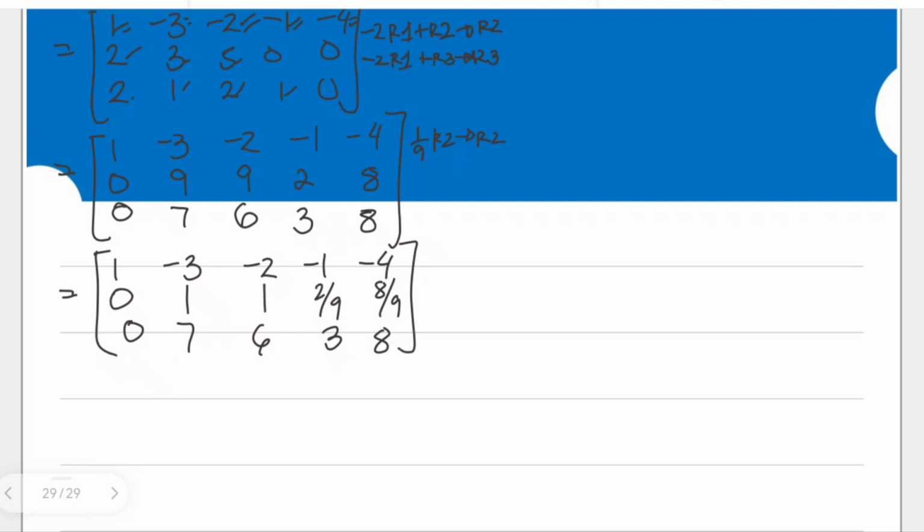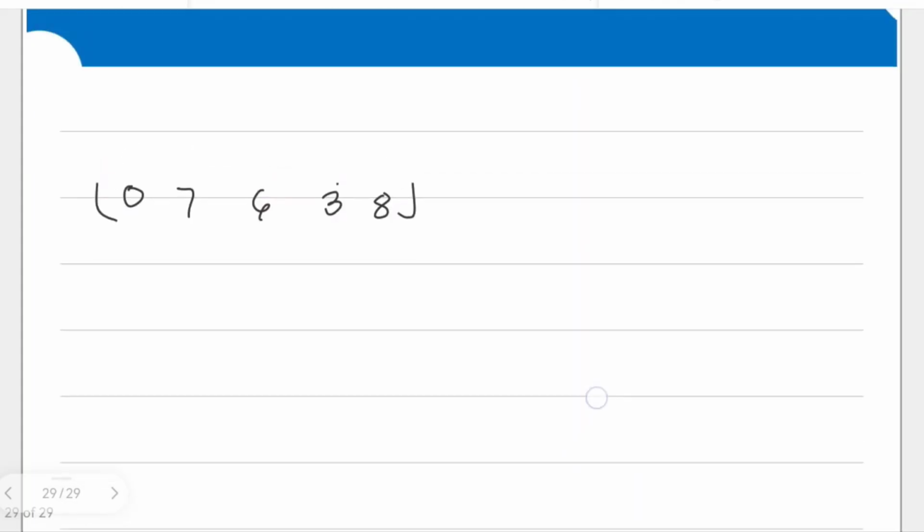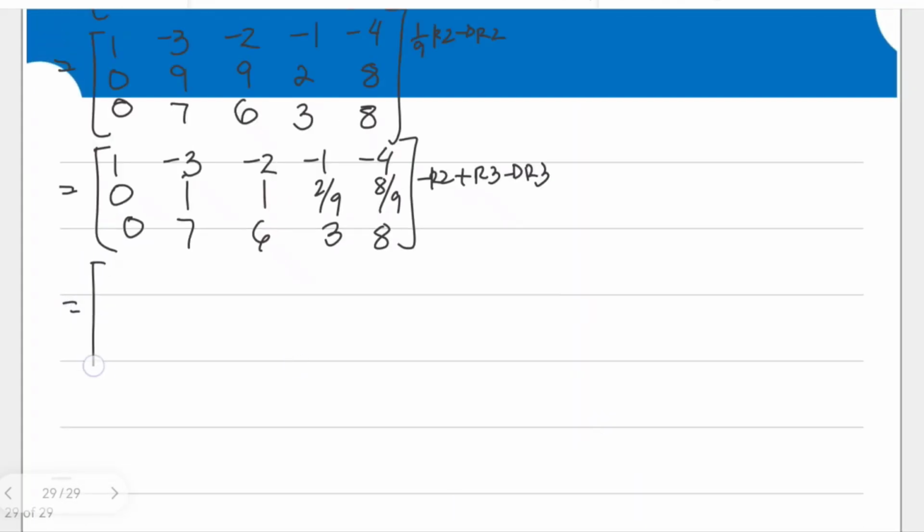Now let's multiply negative 7 to row 2 plus row 3. So this would become 0. So you will have here, okay, I don't know if the spaces are enough, but let's find out.